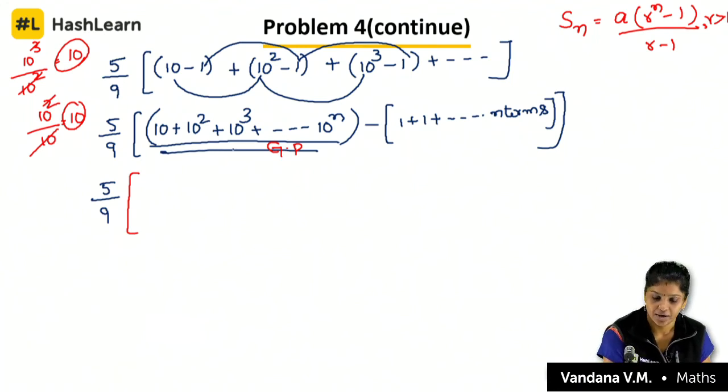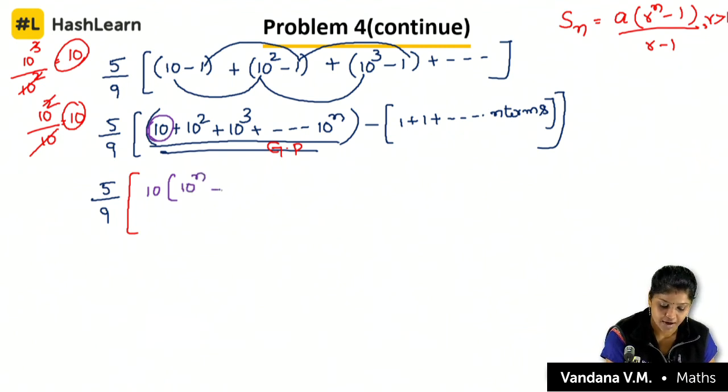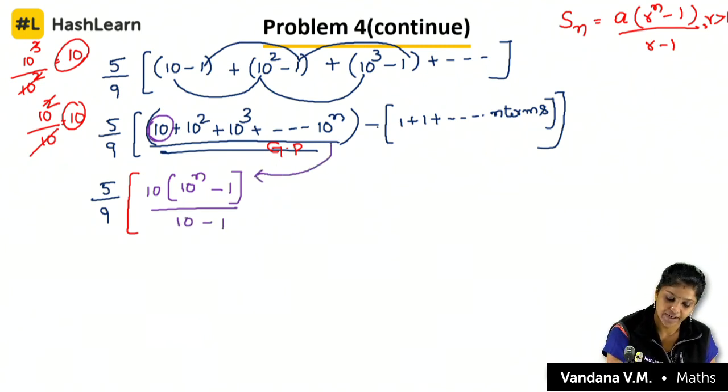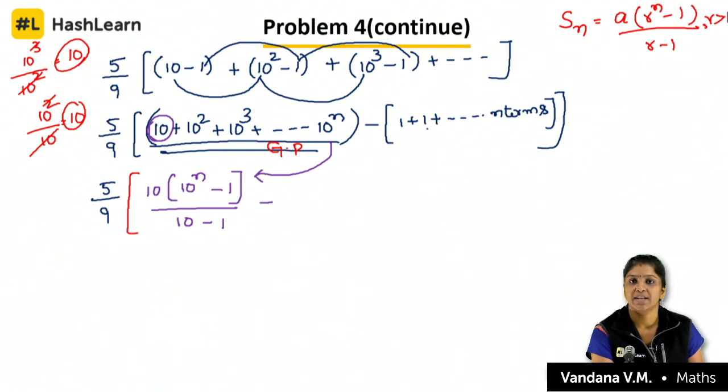Now apply the formula. What is the A value? The first term is your A value, 10 into r, where r is the common ratio, also 10, power n minus 1 by 10 minus 1. So I wrote the sum. Next, minus 1 plus 1 plus 1 and so on till n terms.